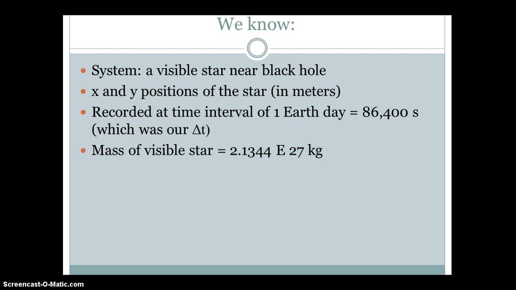So, since we were given the motion observational data for the visible star, we can say that the visible star near the black hole is our system. Those observations are contained in a CSV file and are used to find the net force acting on the star. The x and y positions of the star are recorded at a time interval of 1 Earth day, 86,400 seconds, which is our delta t. We also know that the mass of the visible star is 2.1344 e to the 27 kilograms.